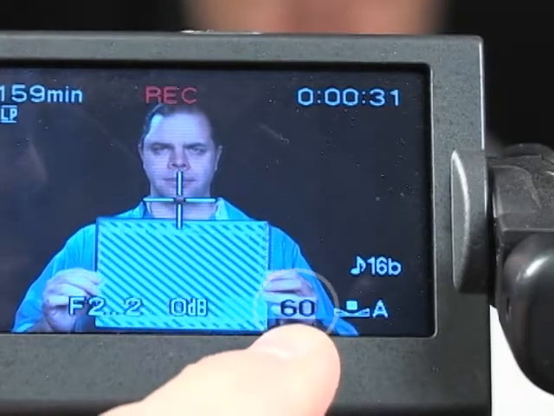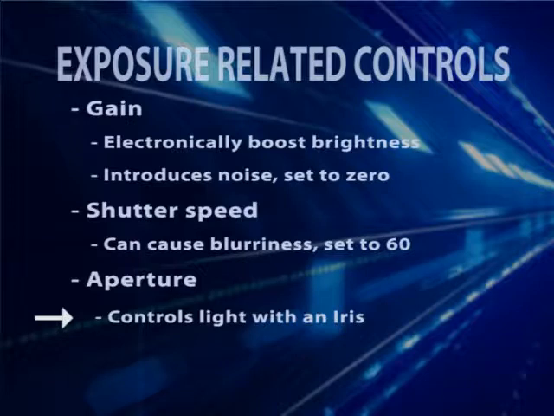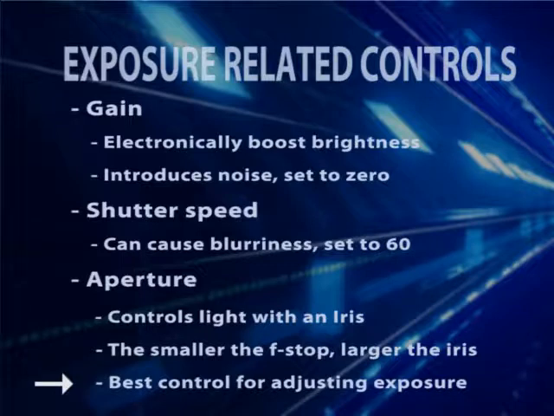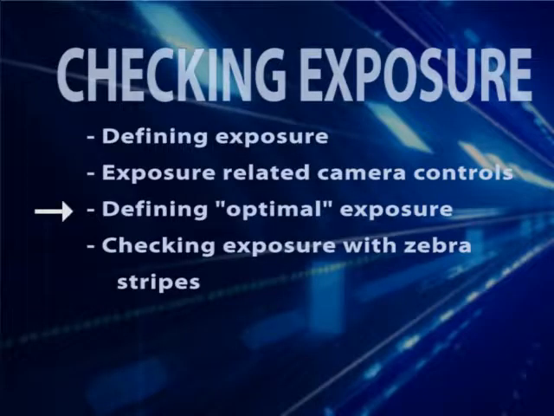So let's look at aperture. Aperture controls how much light gets into the lens using an iris and adjustments measured in f-stops. Paradoxically, the smaller the f-stop, the larger the opening, so you increase f-stops to contract the iris and reduce the amount of light getting into the lens. Since aperture has no side effects like noise or blurriness, it's the best adjustment for controlling exposure. We'll look at how to control aperture in a moment. Now let's answer the question, how do you know how much light to let in? To answer that question, let's take a quick look at a waveform monitor.